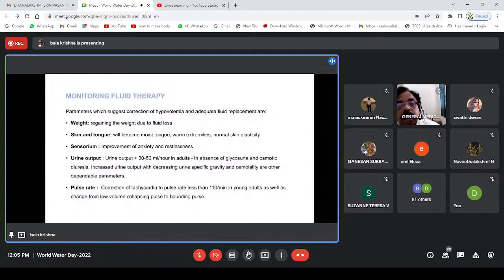We should account for the cause of hypovolemia within the patient. We should account for the type of fluid loss and how much fluid the patient requires.